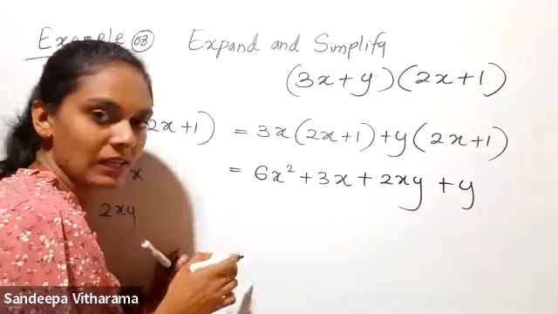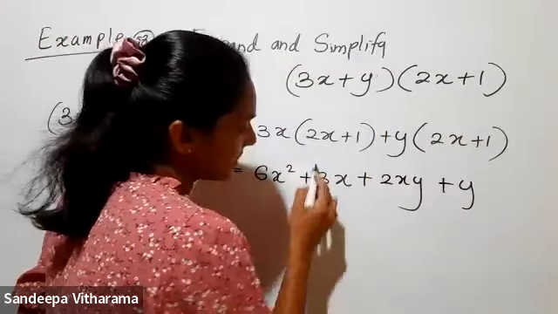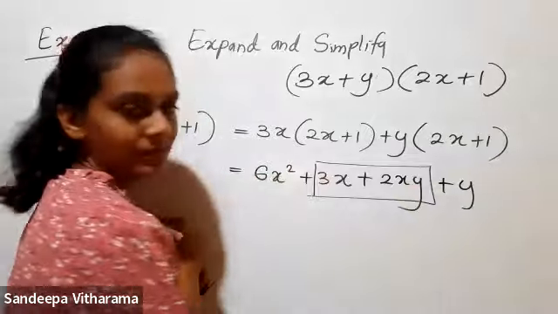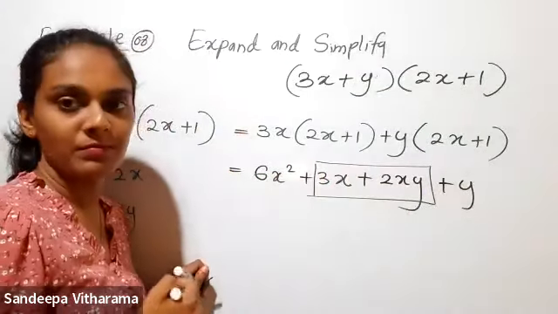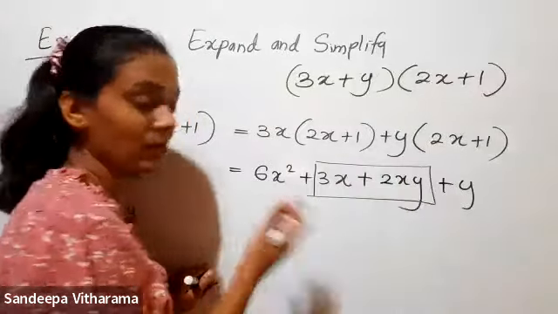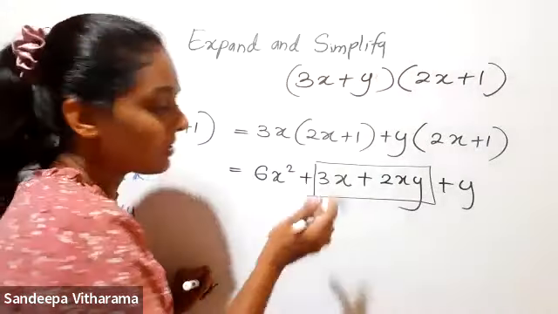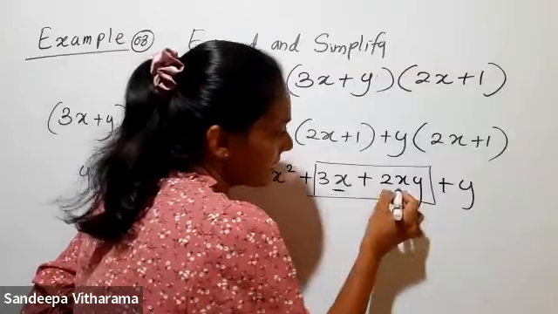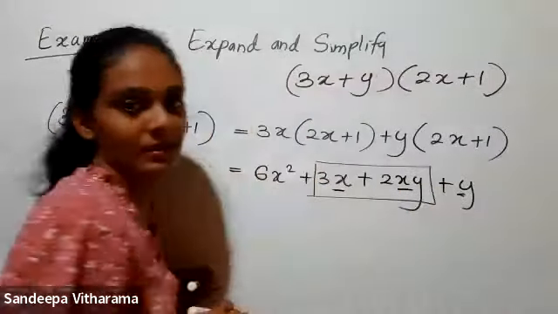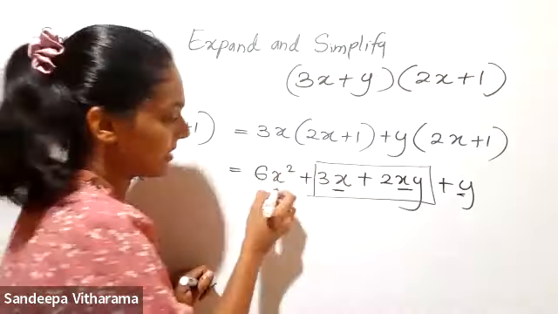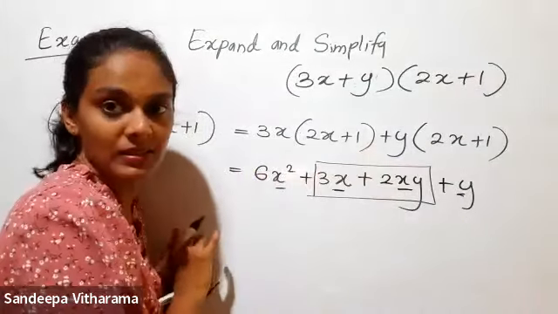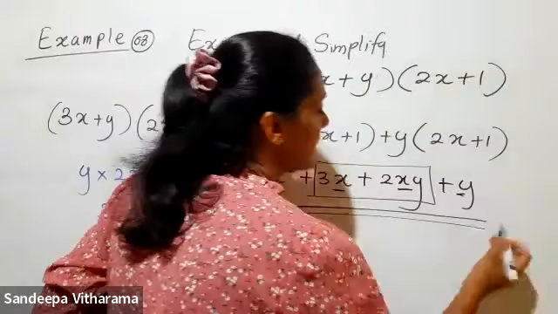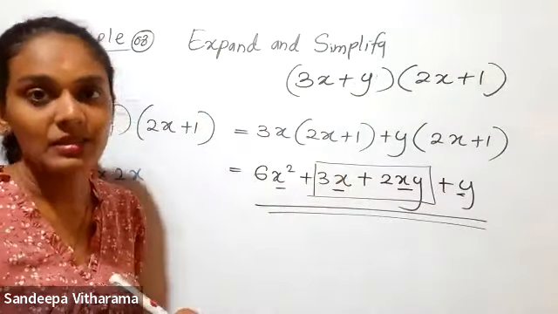But now look carefully. Can we add these two, or any two terms, or any three terms out of these? No, because their algebraic parts are different to each other. So we can't simplify this further. Then this is the final answer. That means this is the simplest form.